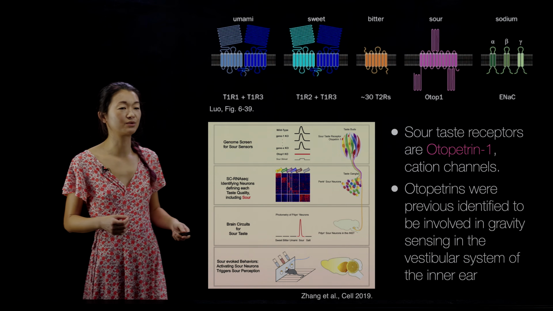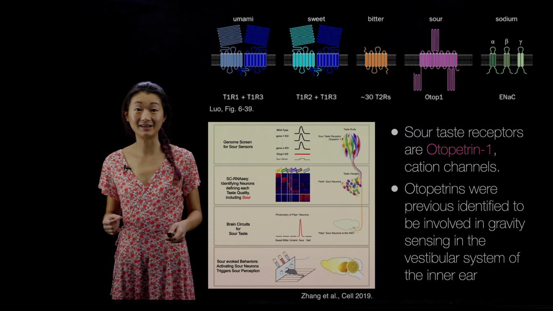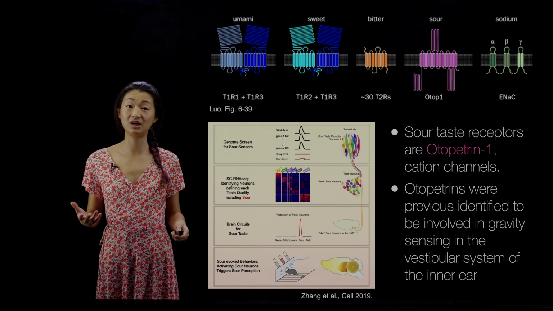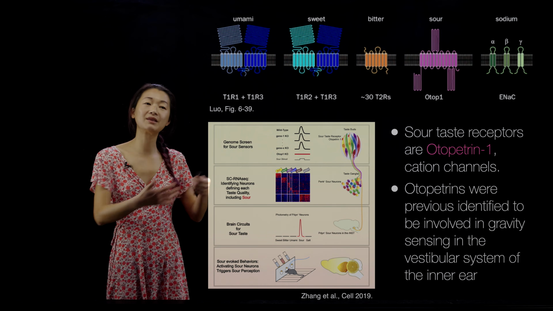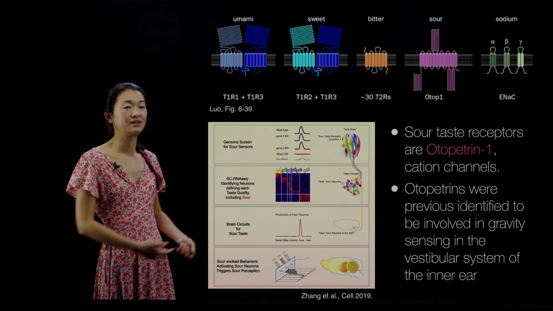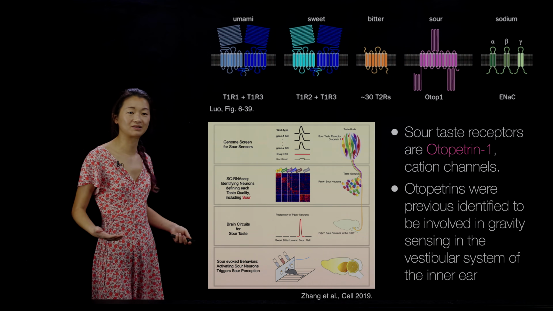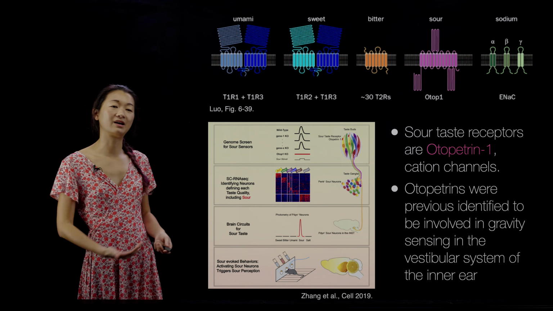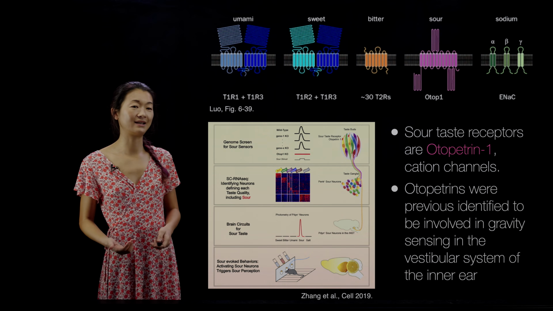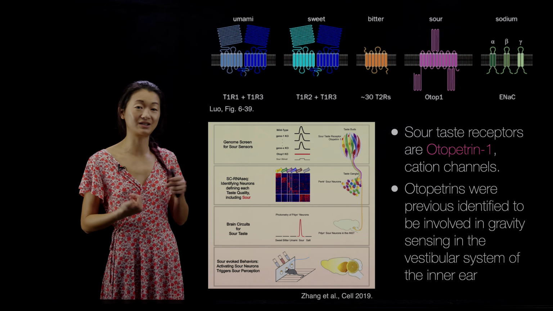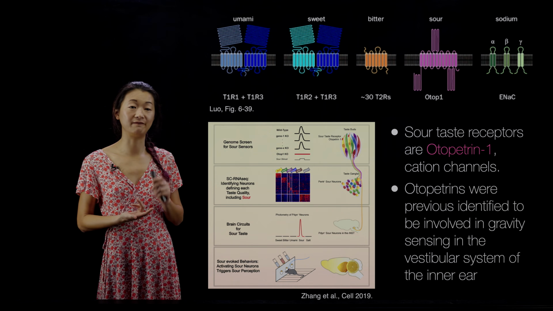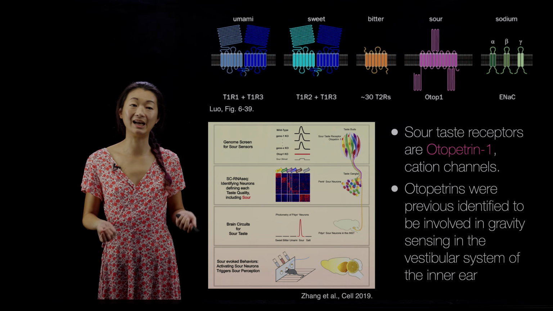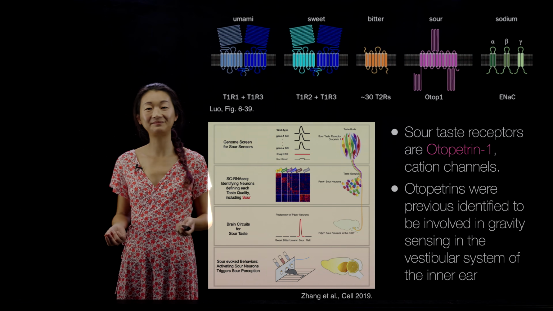Now, the otopetrins were previously identified to be involved in gravity sensing in the vestibular system of the inner ear, and that's why they were previously found. And now they've been found in the gustatory system to be expressed in taste buds. And so there's a beautiful set of experiments where it was demonstrated that they were not only necessary but sufficient for evoking sour behaviors in a mammalian system. I think that's really cool.